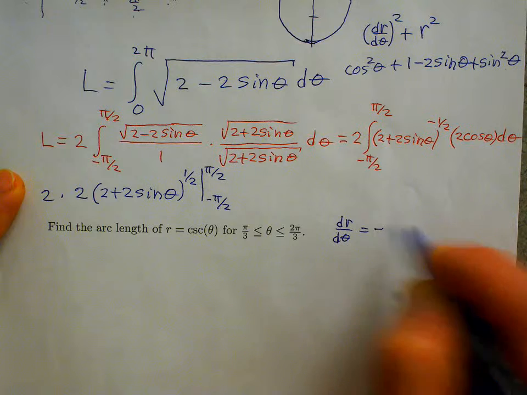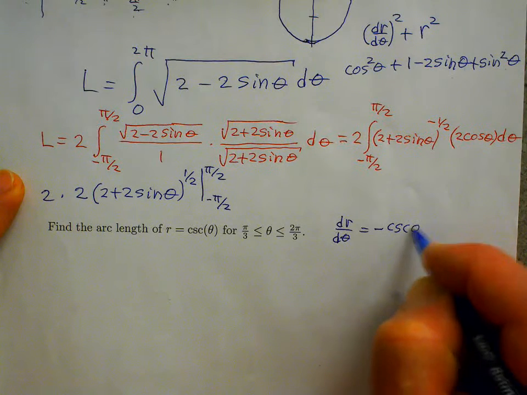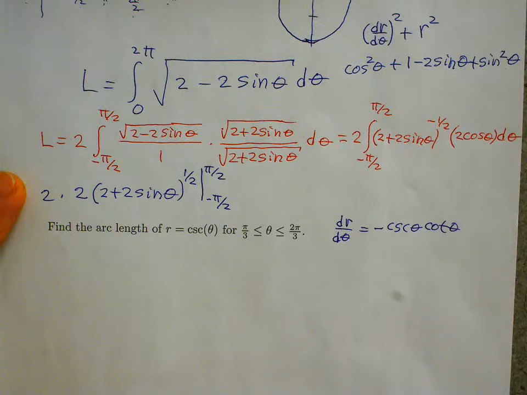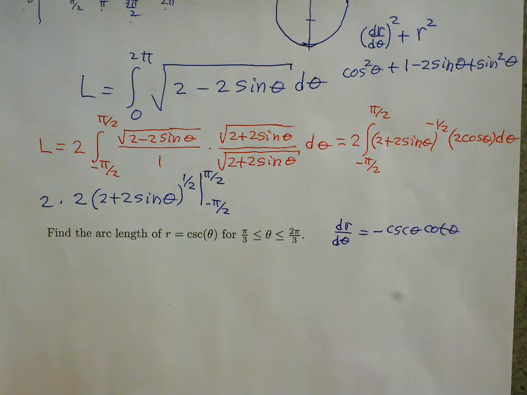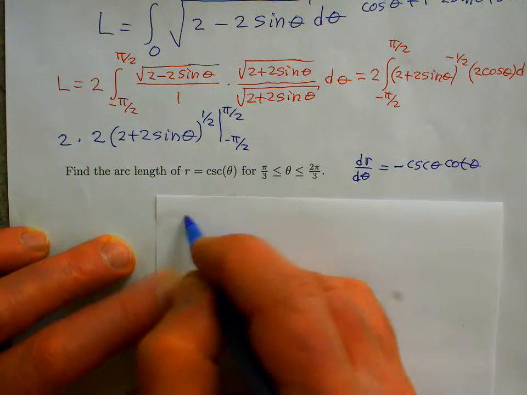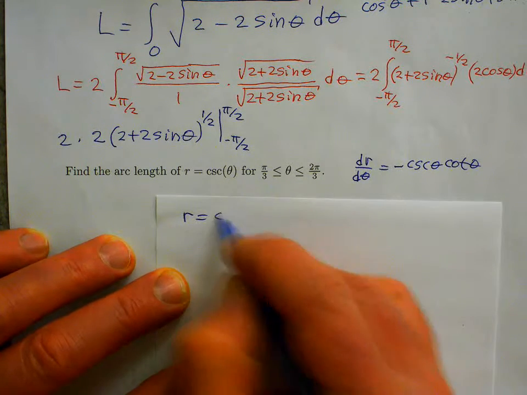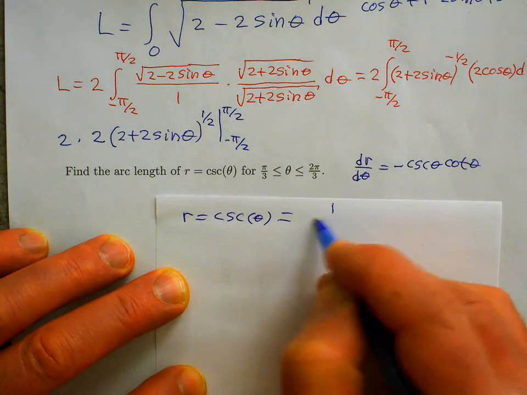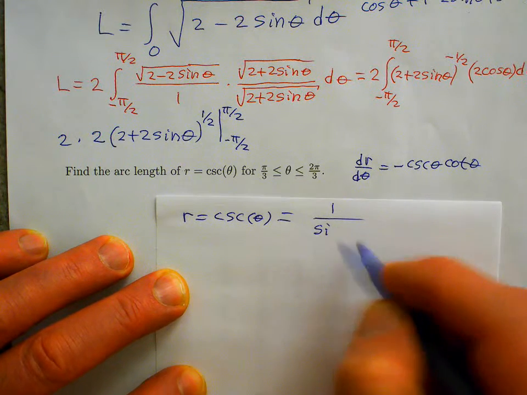Well, it's negative cosecant of theta times cotangent of theta. So how can you remember that? I'll just do a quick calculation. If r equals cosecant of theta, that's 1 over sine of theta.